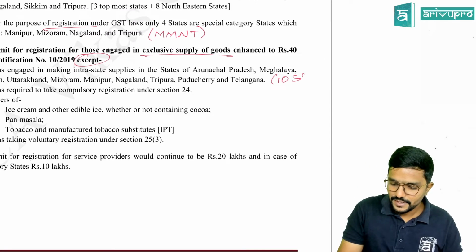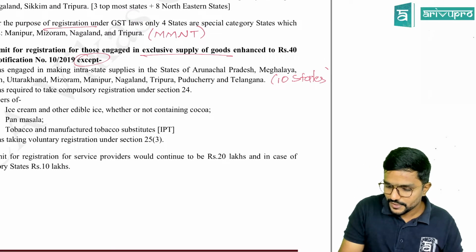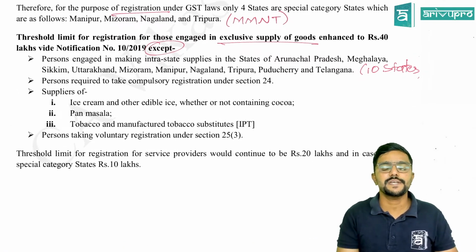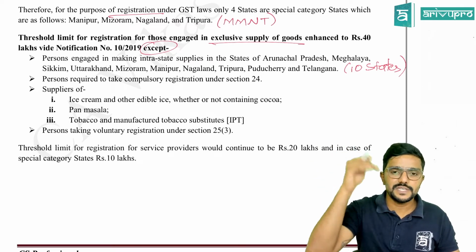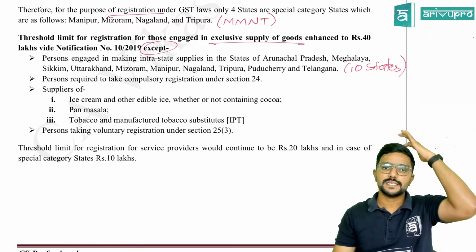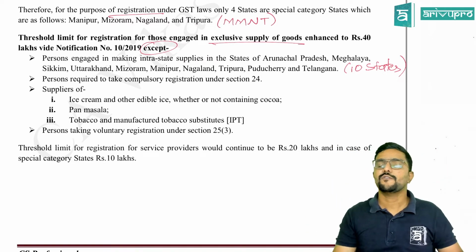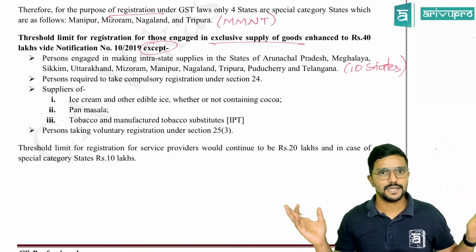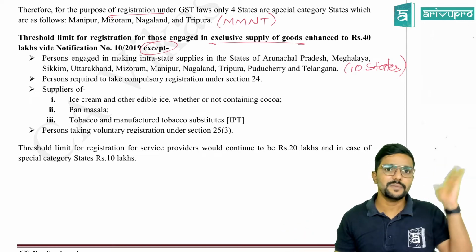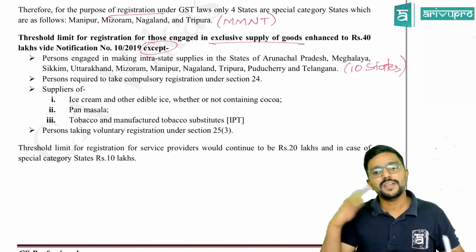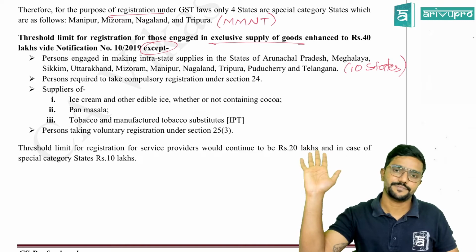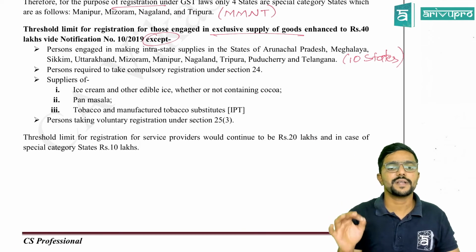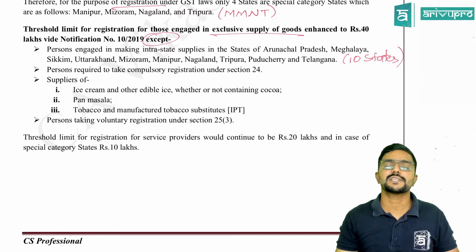Okay, I have a logic to remember this also. I will tell that afterwards. So there are totally 10 states. If you are supplying any goods within these states, that is intra-state supplies of goods within these states, for you 40 lakh limit is not applicable. It will be either 10 lakh or 20 lakh. For MMNT it will be 10 lakh. We know that. For the remaining 6 states it will be 20 lakh. Okay? Yes. Next.